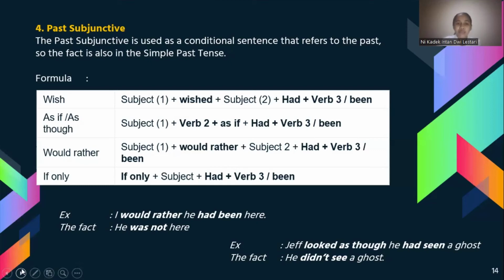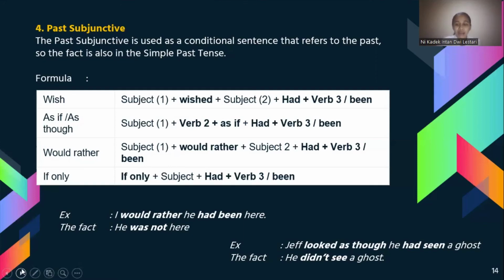And then if you use the words as if or as though, the formula is subject plus verb 2 plus as if plus had plus verb 3 or been. And then if you use the words would rather, the formula is subject plus would rather plus subject two plus had plus verb 3 or been. And then for the last, if you use the words if only, the formula is if only plus subject plus had plus verb 3 or been.